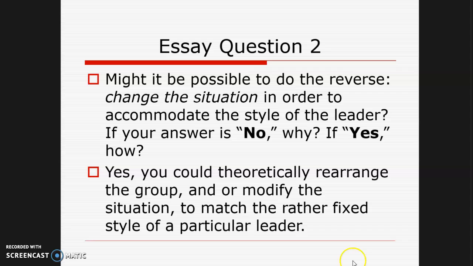And the answer is sure. You could rearrange the group. Or you could modify the situation in other ways to match the rather fixed style of a particular leader that you thought was a valuable leader. You don't want to fire him or her, but you know they're not that flexible. So you have to do the reverse. I mean, it could be done. I'm not suggesting this is the ideal way, but it could be done.